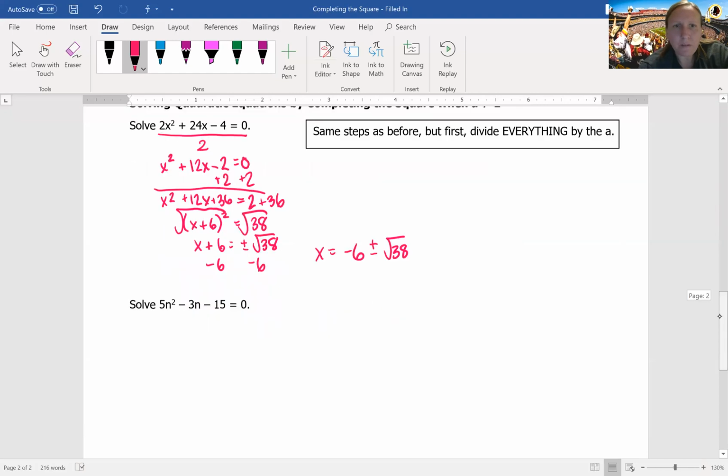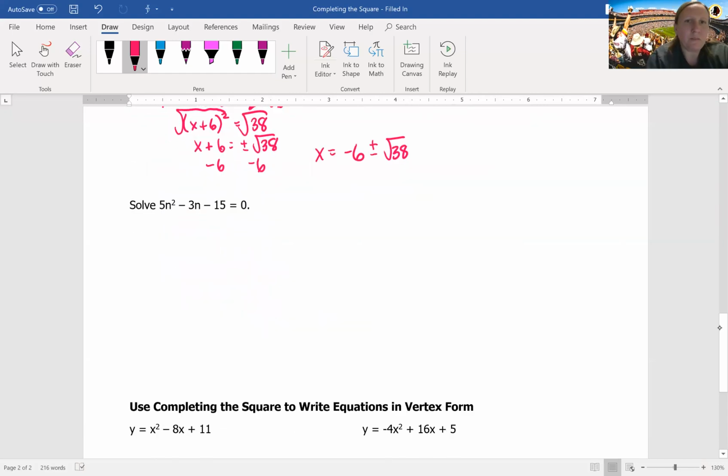Okay. For this one, we're going to divide everything by 5. So we get n squared minus 3/5 n, doesn't seem fun, minus 3 equal to 0. Now we can add 3 to both sides. So we get n squared minus 3/5 n, leave some space, equal to 3. Okay, now we need to figure out how to complete this square.